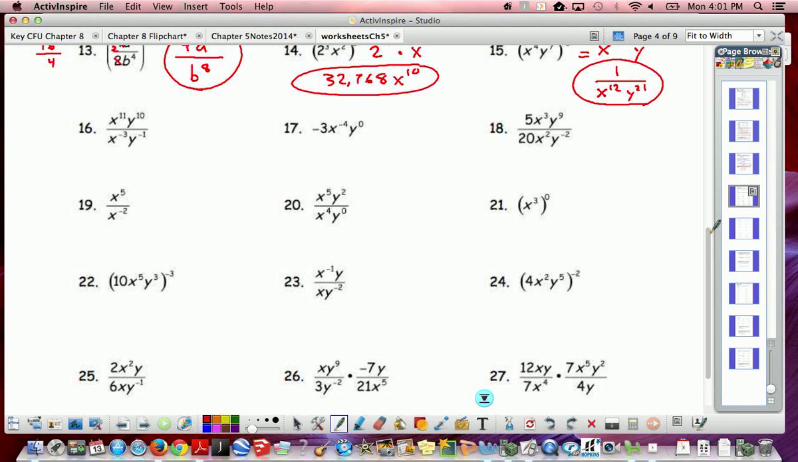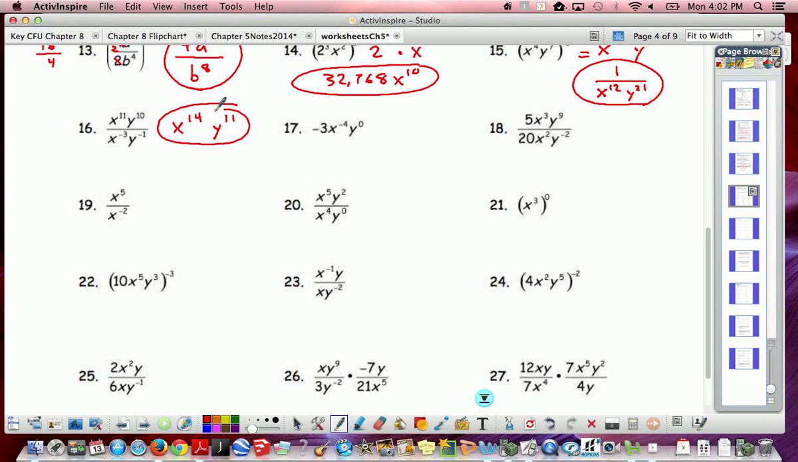16, x to the 11th, y to the 10th over x to the negative 3, y to the negative 1. Well, if I follow my subtraction rules, 11 minus a negative 3 makes x to the 14th. 10 minus a negative 1 makes actually 11, and I'm done. It looked a lot more complicated than it actually was.